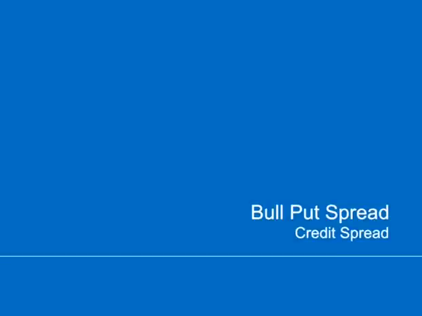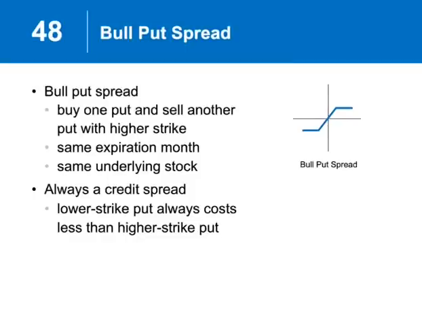And our last vertical spread is the bull put spread, which is a credit spread. Of course, we know that whatever option we're selling in this combination is going to be valued more than the option we're buying. The bull put spread, much like the bull call spread, has that same type of P&L chart: make money to the upside, lose money to the downside. In the bull put spread, we buy one put, but we sell the other put with a higher strike. And with puts, the higher the strike, the higher the value. Always the same expiration with the vertical spread, same underlying, and always a credit, because the lower strike put always costs less than the higher strike put.